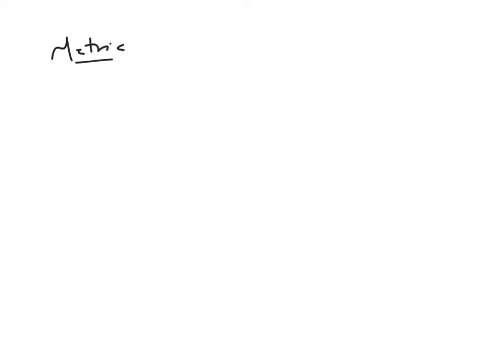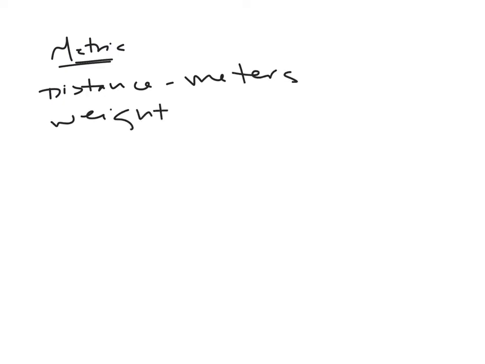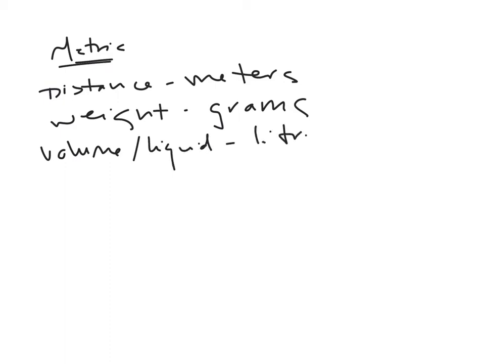Hey, Vanessa. So the metric system is pretty easy. Distance is measured in meters. Weight is measured in grams. And volume, and usually we're talking about liquid with volume, is measured in liters. But they're all measured the same way. Meters, grams, and liters are the base unit for each one of those things.